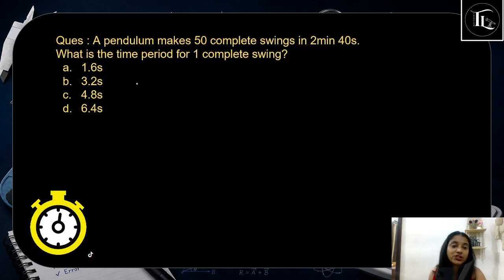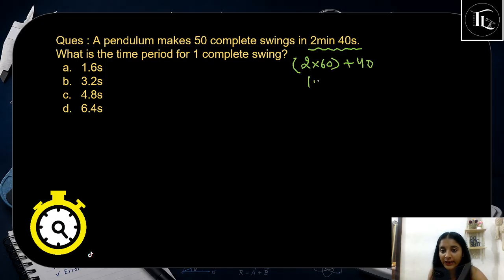Moving to the next question. A pendulum makes 50 complete swings in 2 minutes 40 seconds. 50 complete swings. What is the time period for one complete swing? So first of all, we'll convert it into seconds. So 2 into 60 plus 40, so 120 plus 40 equals 160 seconds. So this is the time, and the number of oscillations is 50.